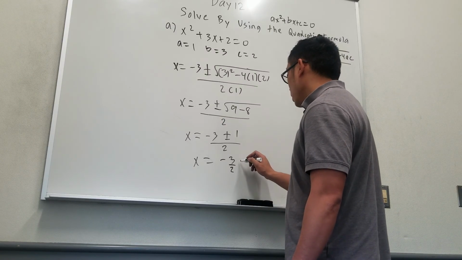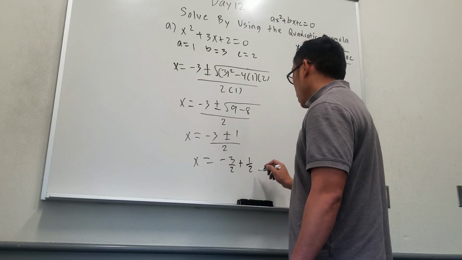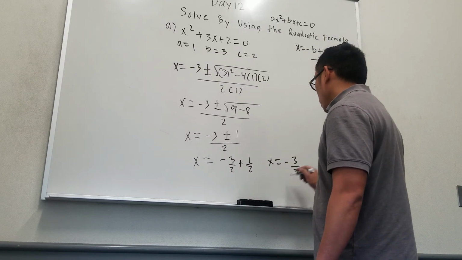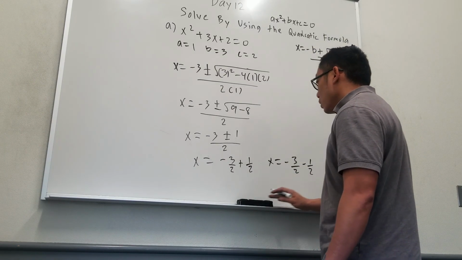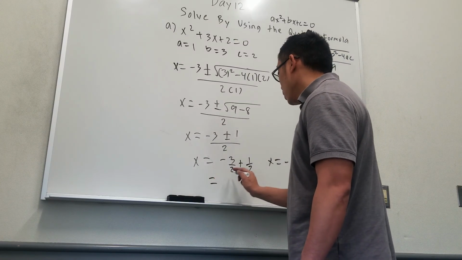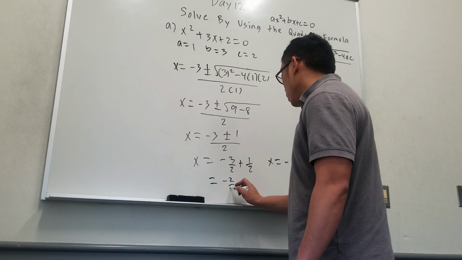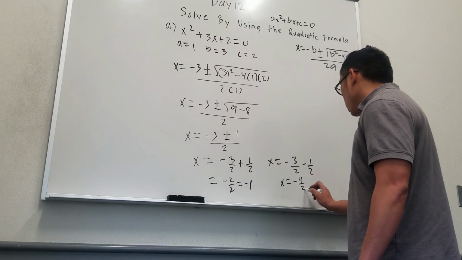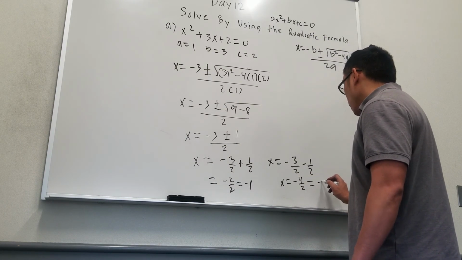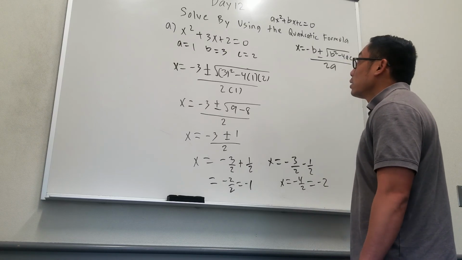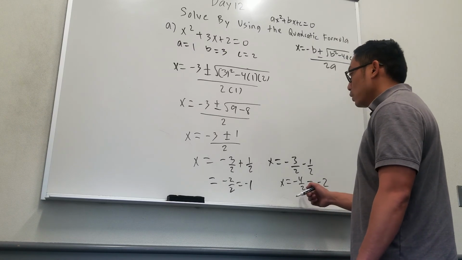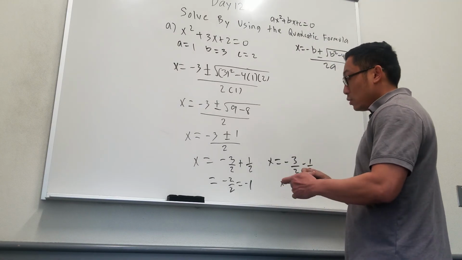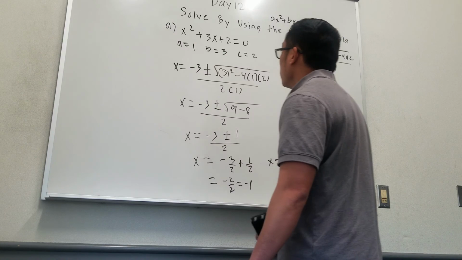I can separate this. This is plus 1/2, and then you have x is equal to negative 3 over 2 minus 1/2. So this is equal to negative 2 over 2, which is negative 1. This one's negative 4 over 2, which is negative 2. That's it. Those are your answers. Those are your zeros. So why do we use the quadratic formula? To find the zeros, right? Okay, so there you go.